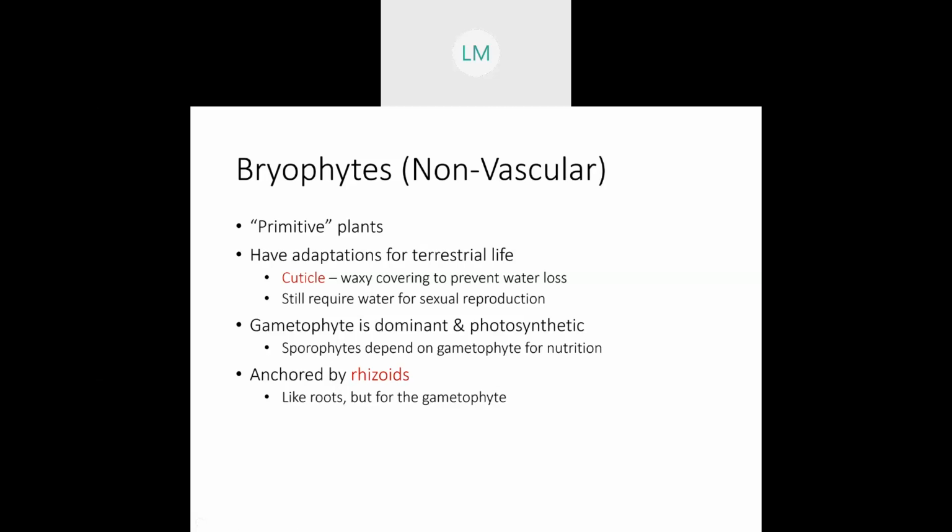And then this gametophyte is going to be anchored into the ground by structures called rhizoids. It's basically like a root. Like you look at it and you're going to think to yourself that it's a root, but it's not exactly a root because it's for a gametophyte. So the rhizoids are this anchoring structure for a gametophyte. So not quite roots yet, but we do have these structures that are still going to anchor them into the ground.